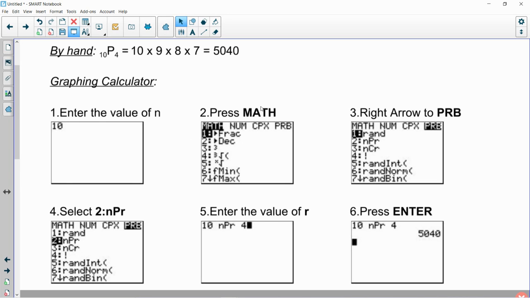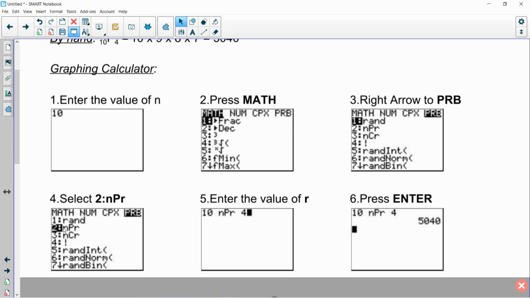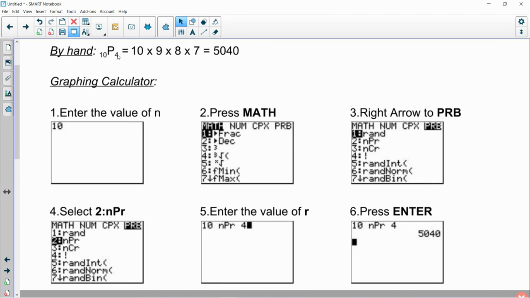Then you press your math button, and here's your menu. Then you use your right arrow to go from your math submenu, you scoot across the top to the probability submenu, PRB. Once you're there, you select option 2, which is nPr. When you do, nPr pops up. And then you type in the second number, which for us was 4. And then you press enter.